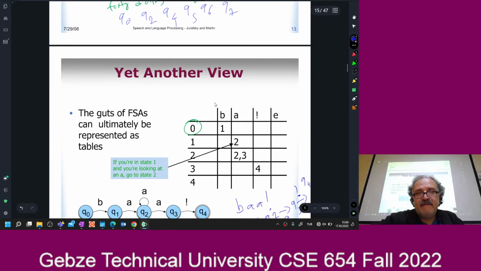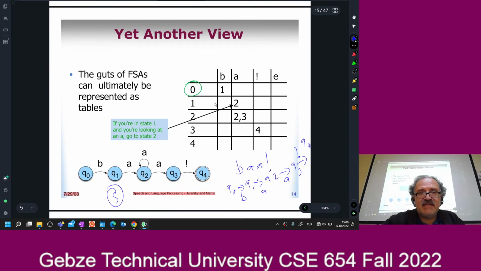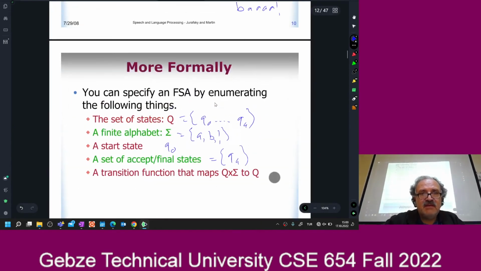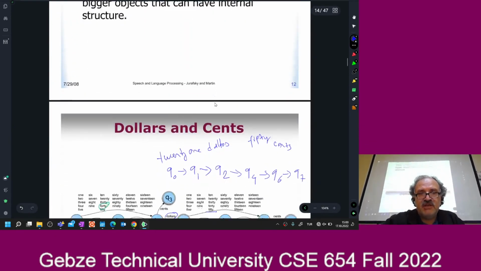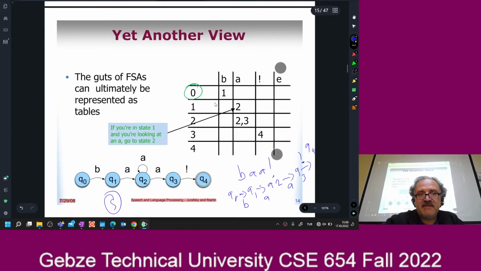Okay, good. By the way, this is how you represent it. Remember this one? Remember this transition function? This is how we represent it in a simple way.